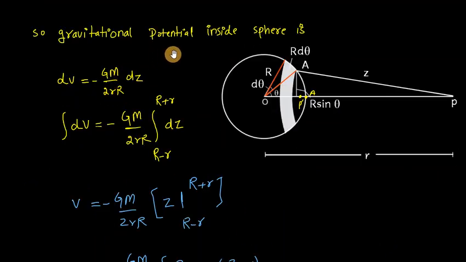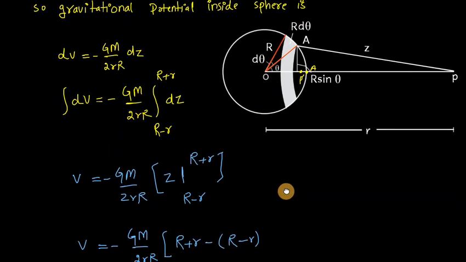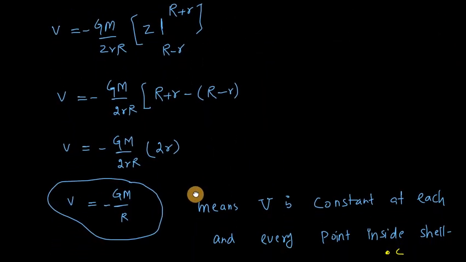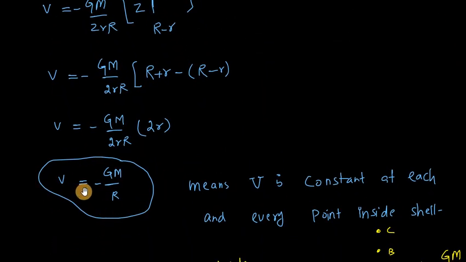So gravitational potential inside the sphere will be what? This one. By integrating this we obtain this relation: gravitational potential is equal to minus G capital M divided by capital R. Means this G is constant, this M is constant, this R is constant. So it simply means gravitational potential inside the thin spherical shell is independent of the location of the point.